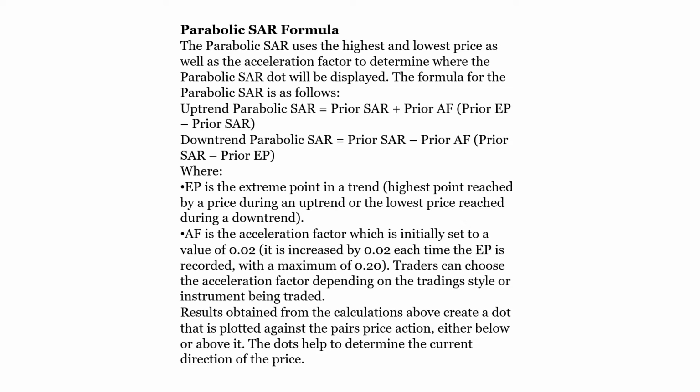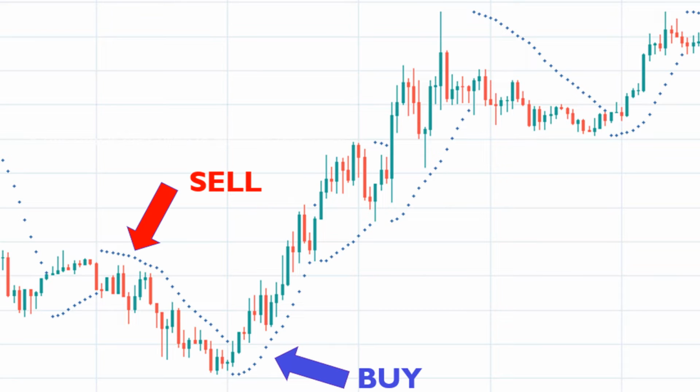Results obtained from the calculations above create a dot that is plotted against the pair's price action, either below or above it. The dots help to determine the current direction of the price. So let's look at what it creates. Here is a real-world example with the parabolic SAR overlaid on top of a real-world price chart. The change in the position of the dots produces trade signals, allowing you to identify reversals early, but can also be used to exit trades.